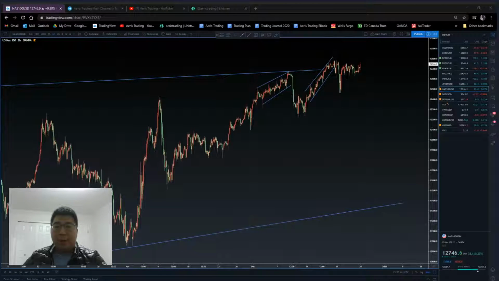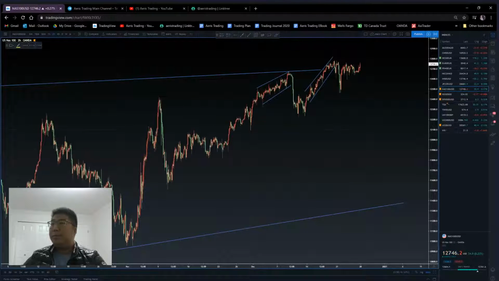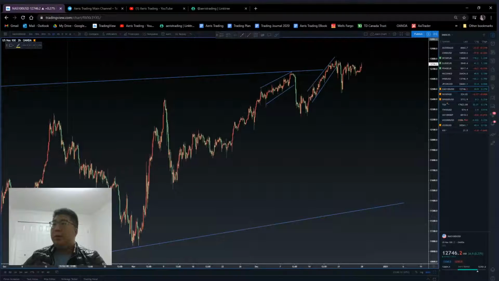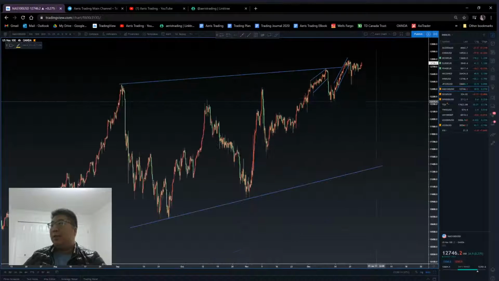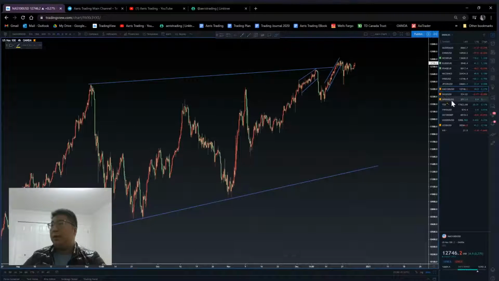I went over Pound Yen already, so that's already gone over. I will go over a little bit after I finish the indices. So what I see on Nasdaq is the same as what I see on the other two. We're seeing the same as S&P, and the same on Dow Jones. We're at the top of the correction now, which is good.